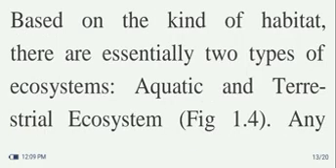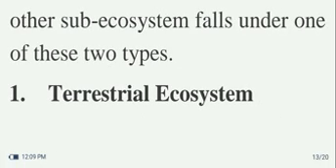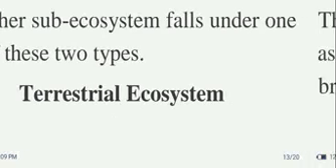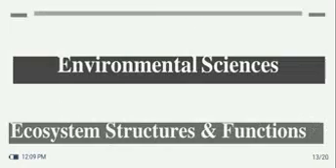Types of ecosystems. Based on the kind of habitat, there are essentially two types of ecosystem, aquatic and terrestrial. Any other sub-ecosystem falls under these two types. Terrestrial ecosystem: the ecosystems on land are called the terrestrial ecosystem. They are broadly classified into what?